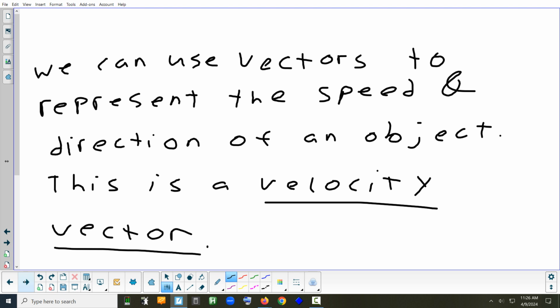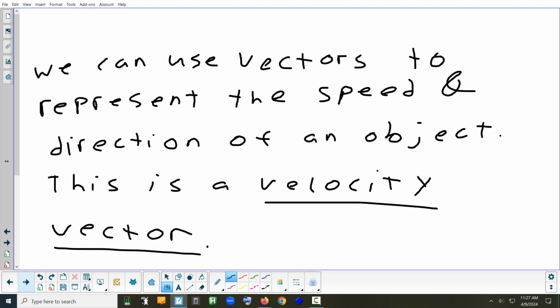Okay, so when we write down a vector, how many components do vectors have? Two. Well, the components are both directions. So in 2D, what are your directions? Right, horizontal and vertical, x and y.